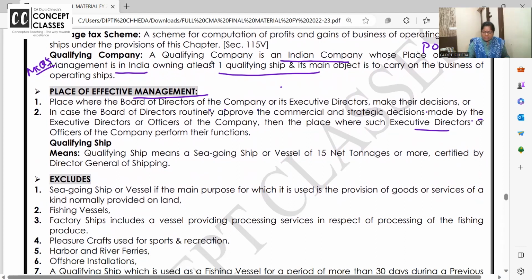Qualifying ship means a sea-going ship or a vessel of 15 net tonnage. Net tonnage means ship's capacity. Net tonnage is ship's cargo capacity. How much? 15 net tonnage and more, and it is certified by the Director General. That ship will be called as what? Qualifying ship. So at least one has to be a qualifying ship. Rest can be like qualifying ship, or they can be charter ship. Charter ship means I have taken the ship on rent from others.